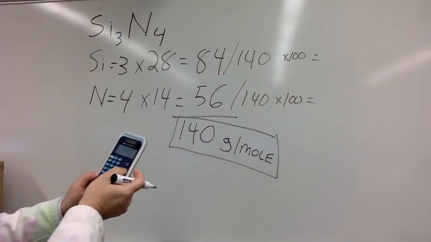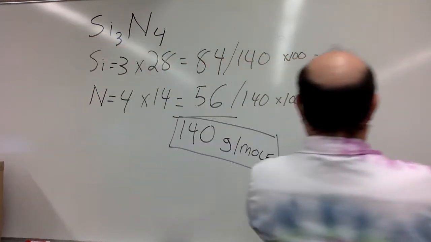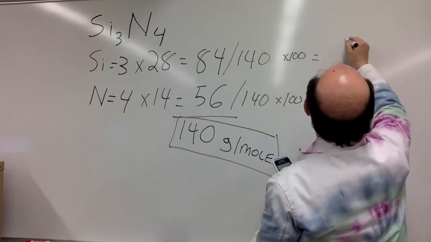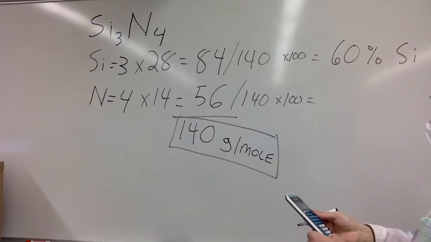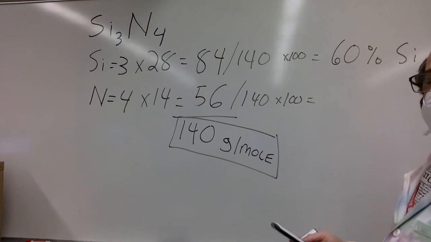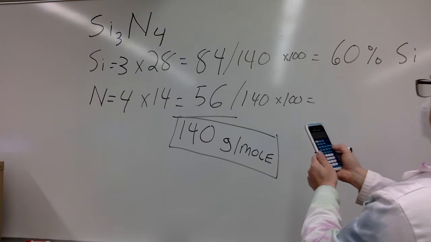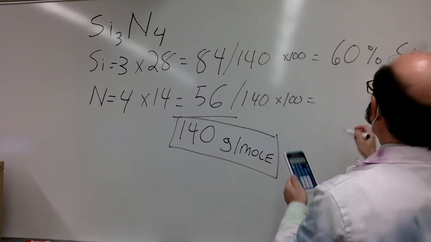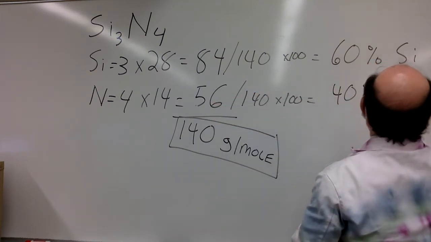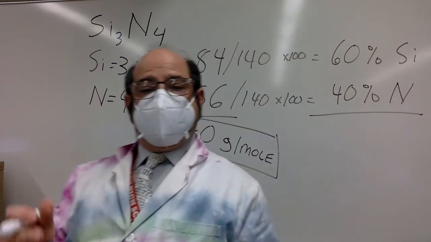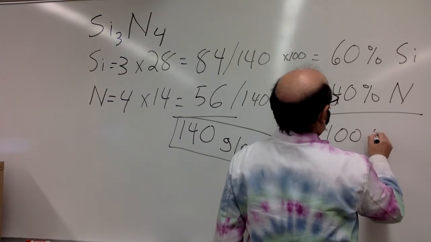So we check out our calculator, we hit the buttons, we got 84 divided by 140 times 100 gives us 60% silicon. And then, you guys got that? There you go, good. And then we got 56 divided by 140 gives us 40% of what? Nitrogen. Now, of course, if we add the 60 and the 40 together, we get 100%, which is our check.